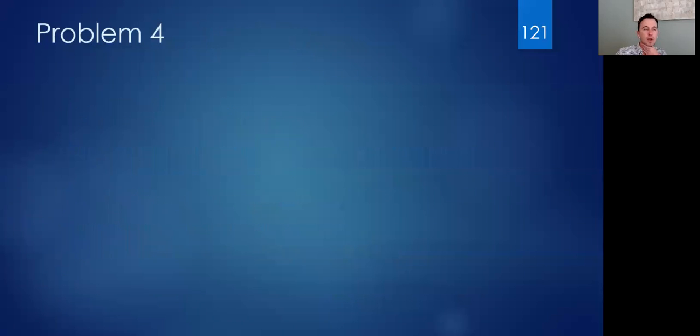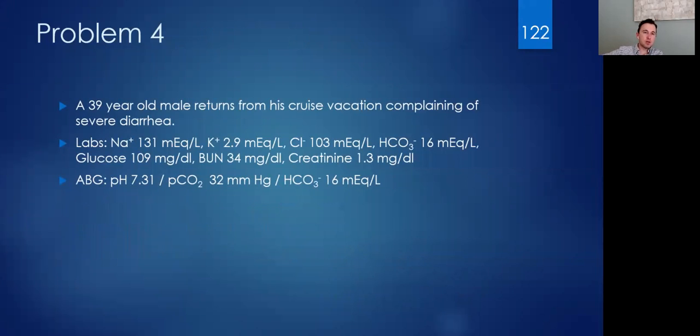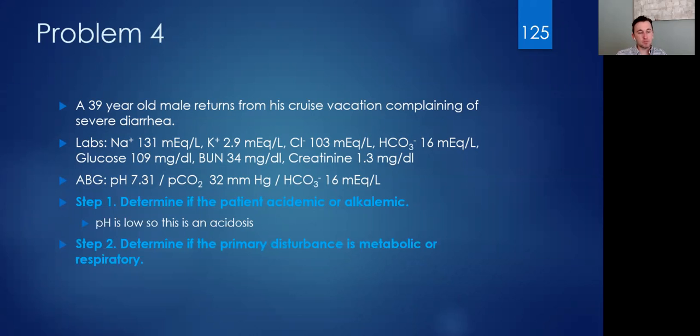All right, problem 4. We've got a 39-year-old male who returns from a cruise vacation complaining of severe diarrhea. So here are his labs. Again, step 1 is we have to determine if the patient is acidemic or alkalemic. It's pretty straightforward. Our pH is low, so we know this is an acidosis. Step 2, determine if the primary disturbance is metabolic or respiratory. Again, our bicarb is low, our pH is low, so this has to be a metabolic acidosis.